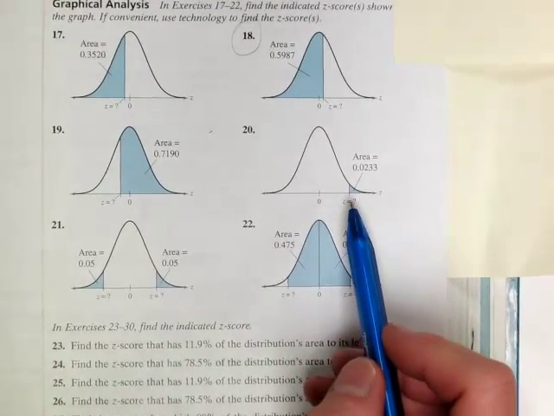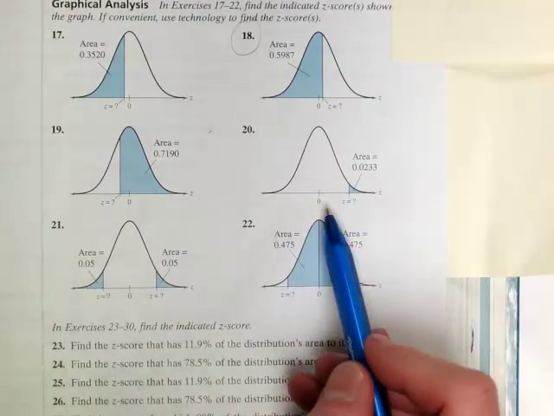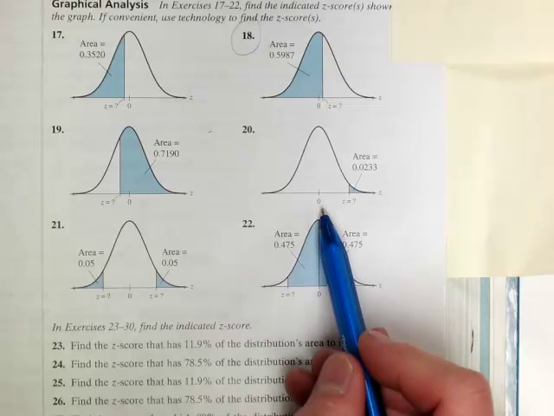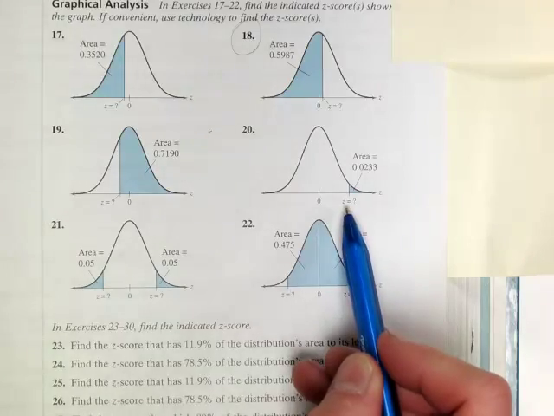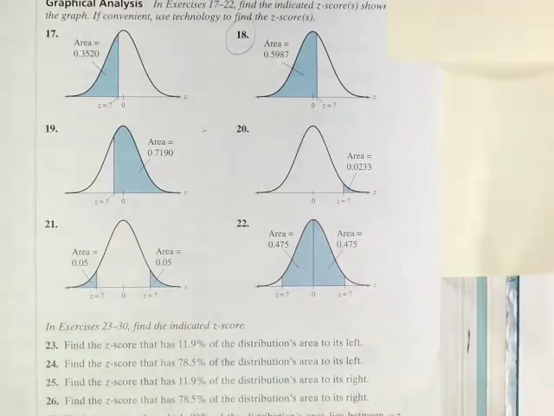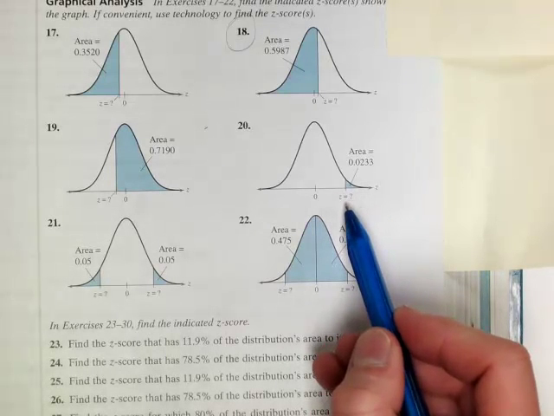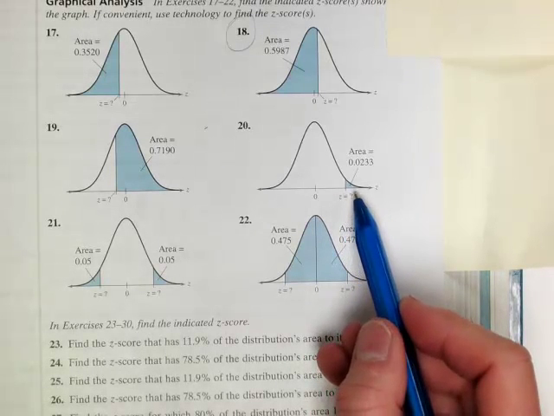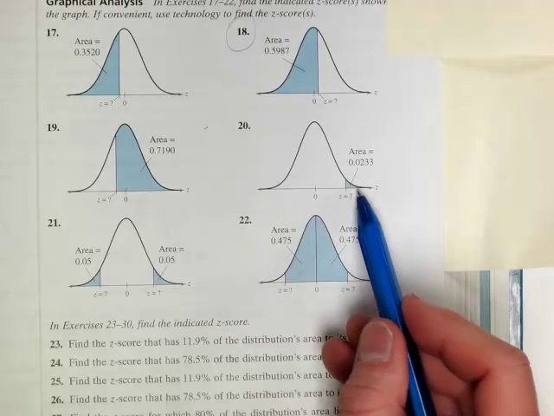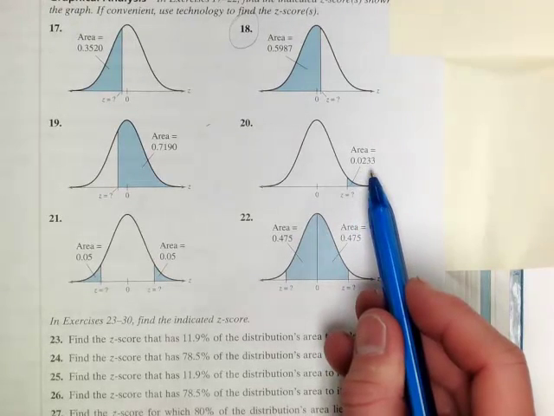Let's take a look at this one. We're told that it's standard normal, and I can tell because 0 is in the middle, and they're using the notation z, and z is reserved for standard normal. So we want to know the z-score that separates an area in this upper tail of 0.0233.